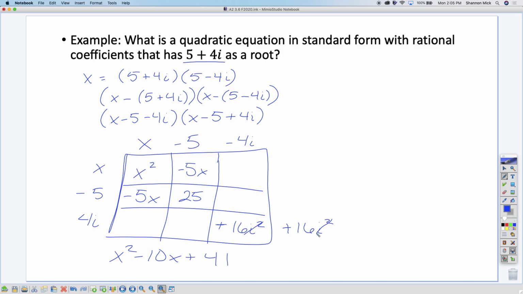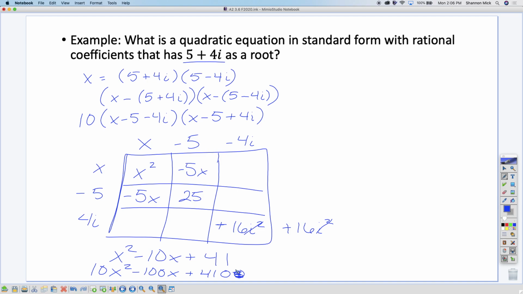If you read these, it says a possible answer. Could I put a 10 out here? You could. If I put a 10 out there, does it change my zeros? No, because there's not a variable with 10. It's just a scalar. So if I put a 10 out there, that would make it 10x squared minus 100x plus 400. Okay, but is that going to change my zeros? No.